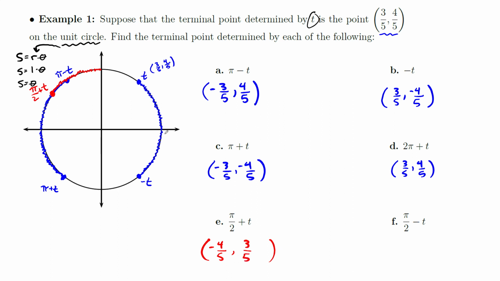And pi over 2 minus t, so if I go pi over 2, go here, and then I'm going to subtract t. So I'm trying to go back that exact same distance t, pi over 2 minus t. So that one certainly seems like, again, x's and y's have switched, but in this case they're both positive, so it'd be 4/5, 3/5.